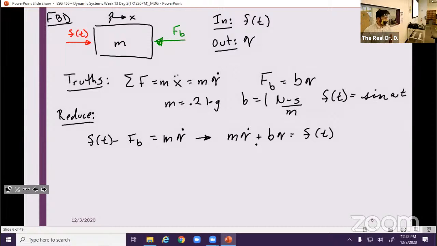What's the first step in finding a transfer function? Laplace transform. So what's the Laplace transform of this? If you're going to take the Laplace transform of this, right, with zero initial conditions, because that's the big part for a transfer function.